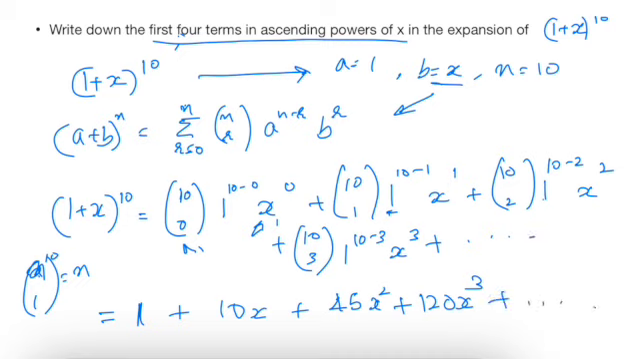Plus you write dash dash dash, because this is not the complete expansion of (1 plus x) whole to the power 10. We'll have more terms coming. That's what we show by putting the plus sign and dashes. So we found the first 4 terms, term 1, 2, 3 and 4, in ascending powers of x, because it goes from 1 and ascends to x, x square, x cube. That's what is meant by ascending powers of x. So this is the answer to this problem.